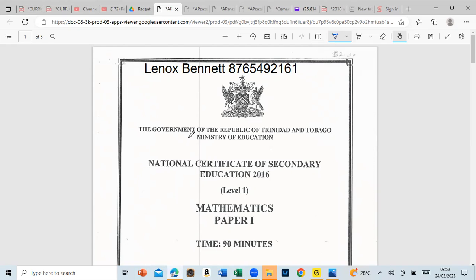So I'm going to be doing another paper. This was in 2016. I don't know the significance of this when it's a level 1. So somebody in the comment section probably can just type that in for me. Alright, we're going to get right into the paper right now. Alright, so it's another level 1 paper. Alright, let's get right into it, guys.